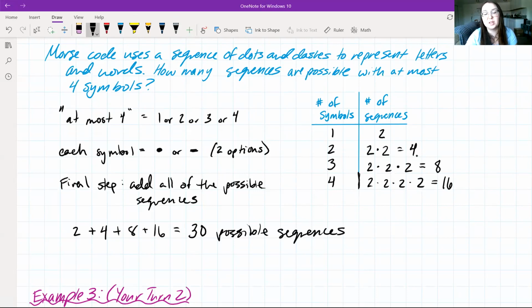So when I ask you a question like that, when it says at most 4 or at least something, we know that whatever numbers we end up deciding that means, we add them all up at the end, and that would be our number of possible sequences.